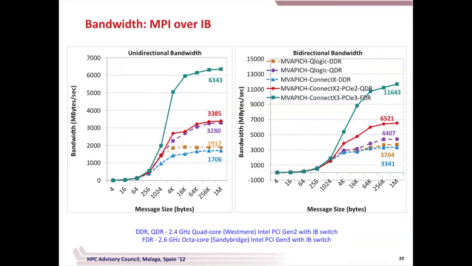And with respect to bandwidth, this is a unidirectional bandwidth. That means from node to node, we are pumping from one node to the other node. And the right hand side is the bidirectional bandwidth, when both the processes are communicating in parallel.